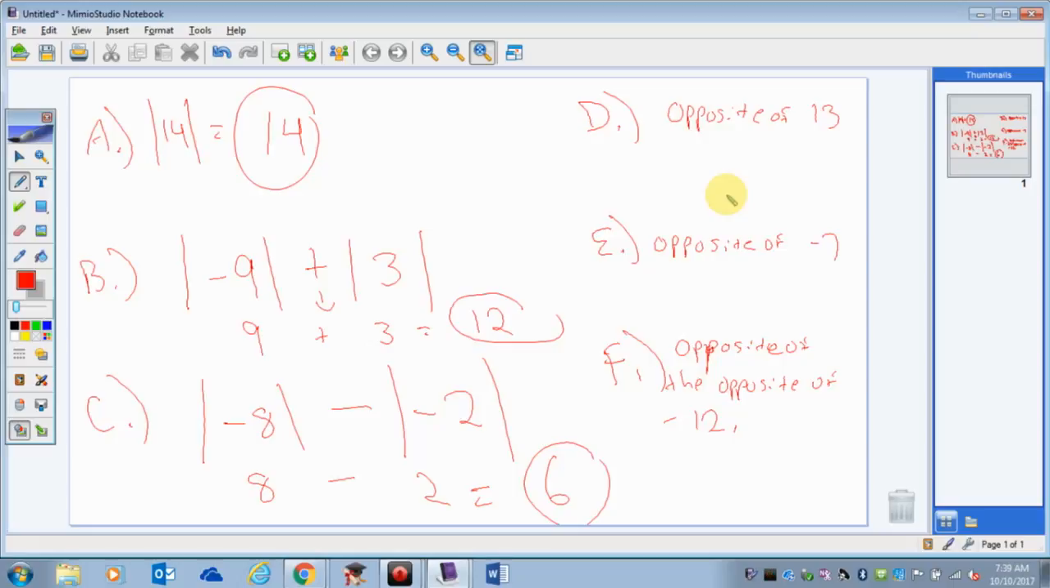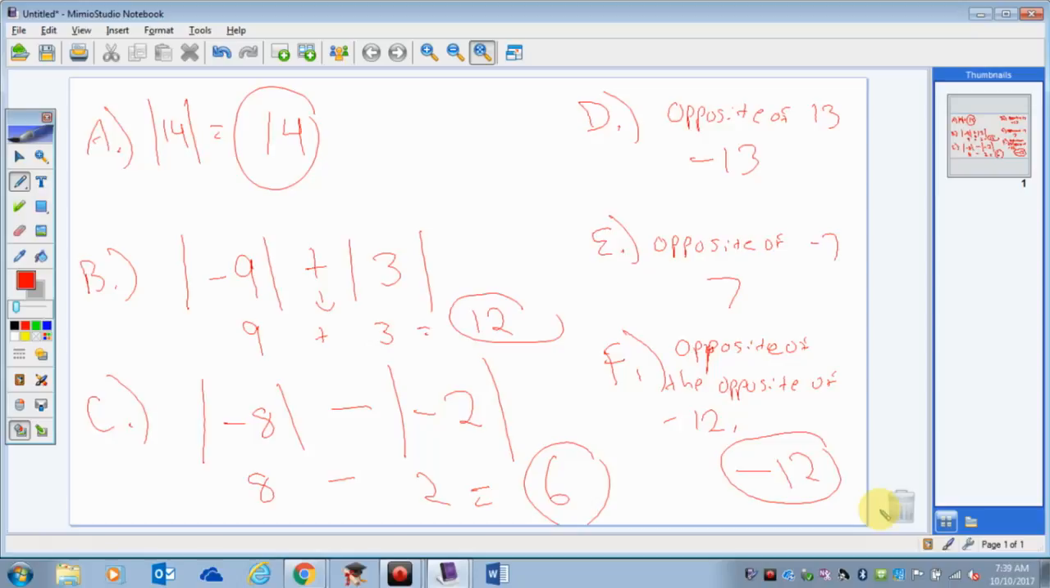Alright, so for D, the opposite of 13 is going to be -13. We just go to the opposite side of 0, the same amount of places over, and it's going to be -13. The opposite of -7, we go to the other side of 0 on the number line, and it's going to be the same distance away, which is +7. For F, it says the opposite of the opposite, so we go from -12 over to 12, and then back over to -12. So they cancel out, you end up with the same number you start with, so your answer is -12.